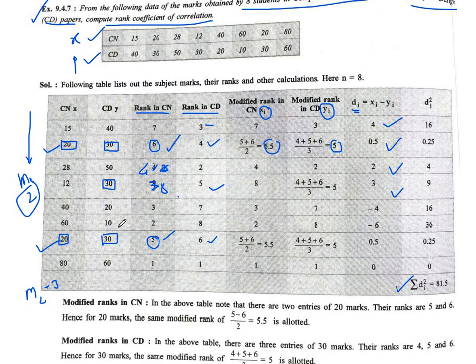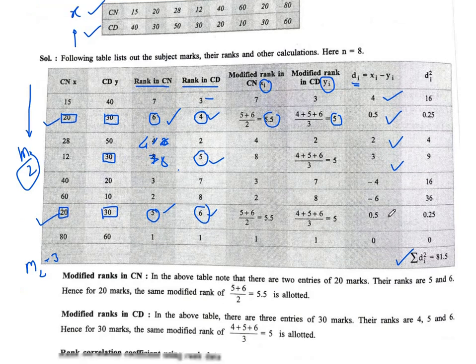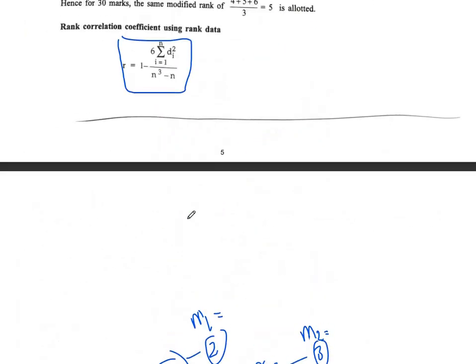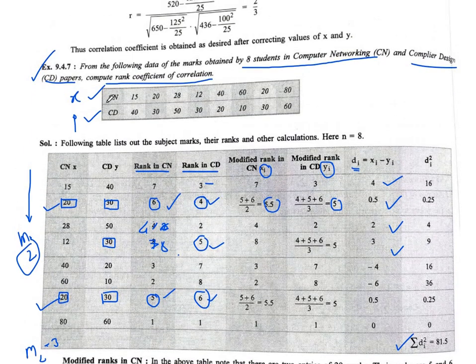For 30 there are three common values. We have to take the average of those three values, so 4, 5 and 6, you take the average. Other ranks will remain the same. Then we take the difference xi minus yi, and finally we take the square of that. Those values you put here. So this is the problem for Spearman's rank correlation.